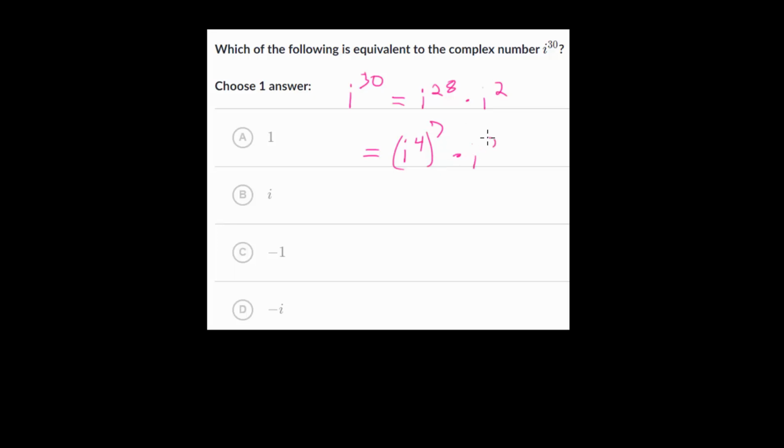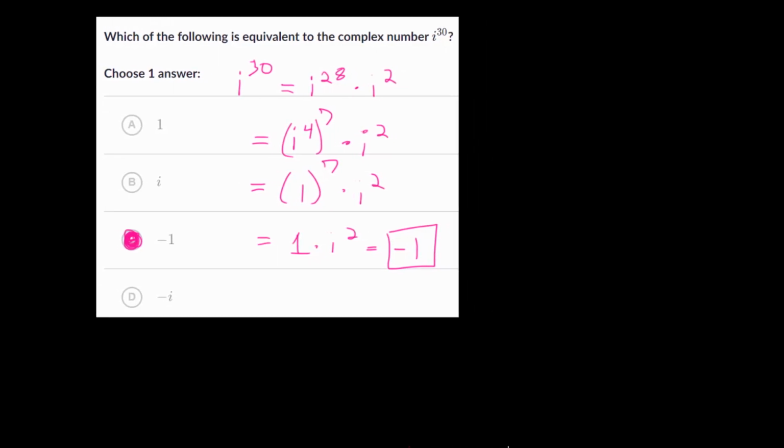And then we still have i squared. And we know i to the 4th is just 1. So 1 to the 7th multiplied by i squared, but 1 to any power is just 1. So we have 1 times i squared, and i squared we know is -1. So 1 times -1 is just -1. So our answer here is choice letter C.